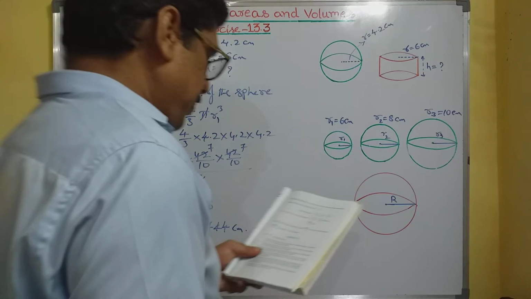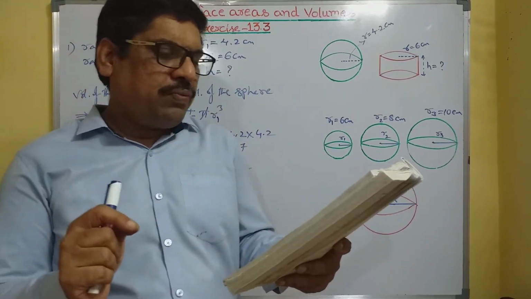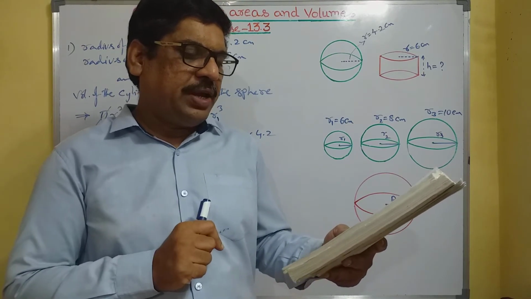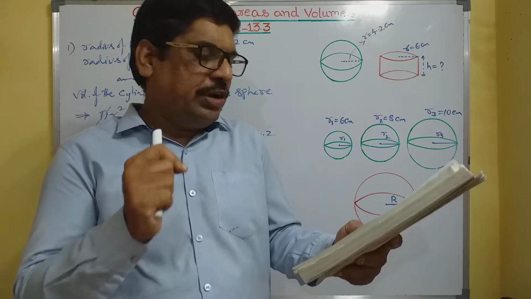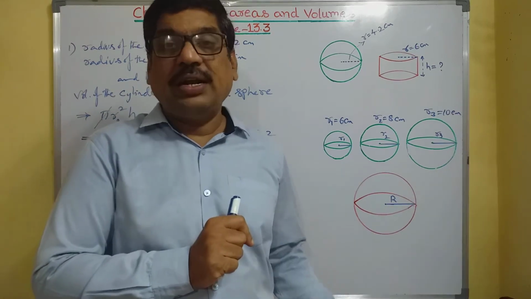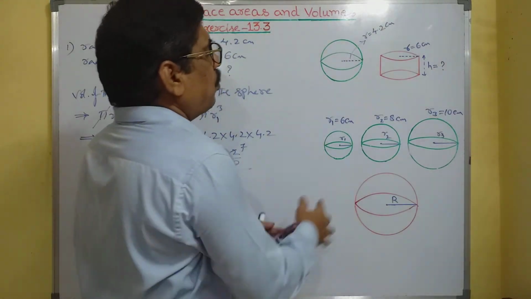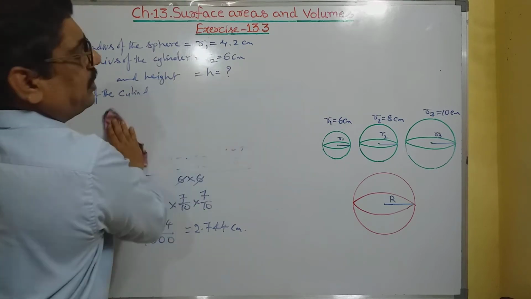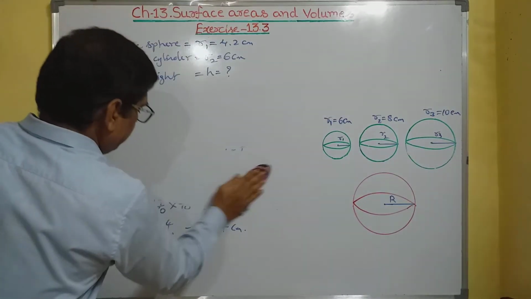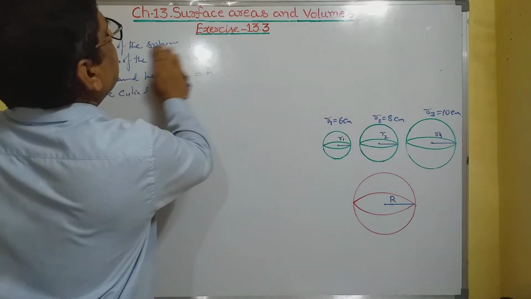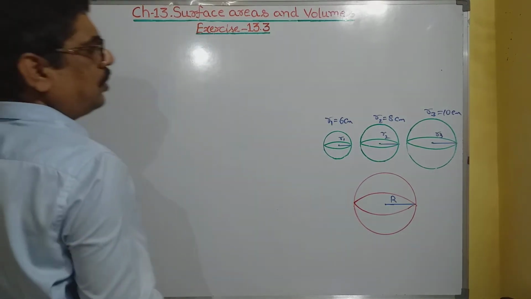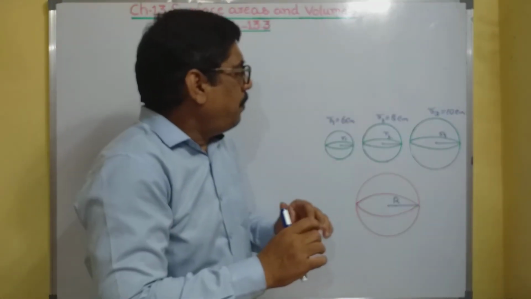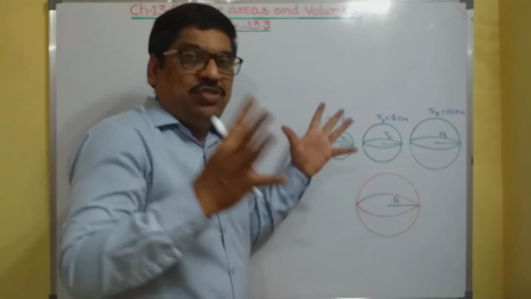Now the second problem: metallic spheres of radii 6 centimeters, 8 centimeters and 10 centimeters respectively are melted to form a single solid sphere. Find the radius of the resulting sphere. Now look at this problem. Here I have given the diagrams for the second problem. Here three small spheres are there. These three small spheres are melted and made into a big sphere.